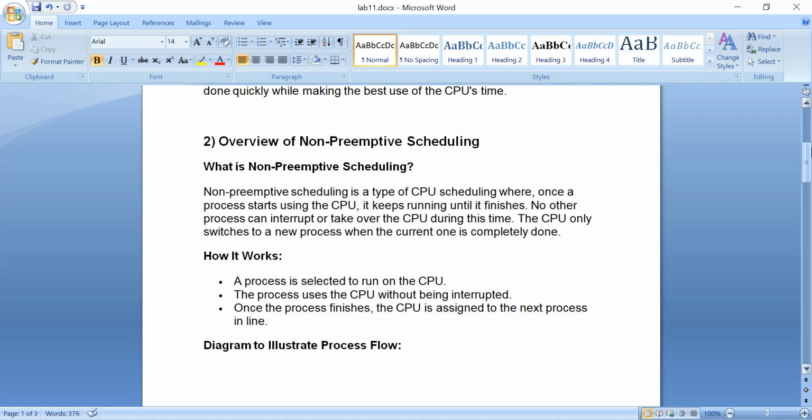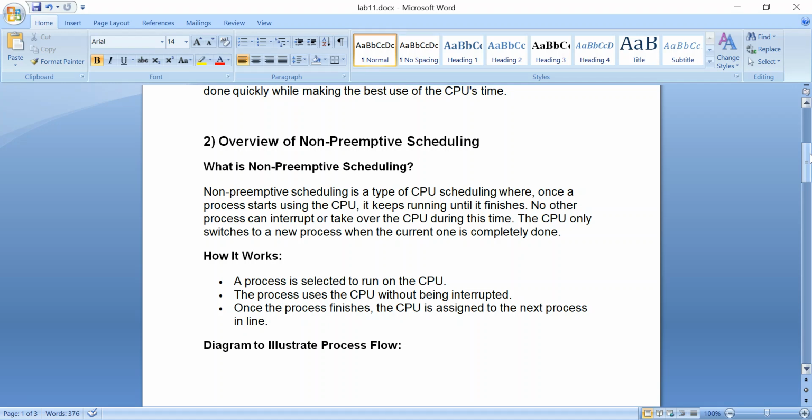So, a process is selected to run on the CPU, and it uses the CPU without being interrupted. Once the process is finished, the CPU is assigned to the next process in the line. It's like you are in a grocery store standing in a line, and there are four people before you. You are the fifth one, and once the fourth one pays their bill, your turn comes. So it's just first come, first served. The first person came, executes, pays their bill, and then it's the next turn.